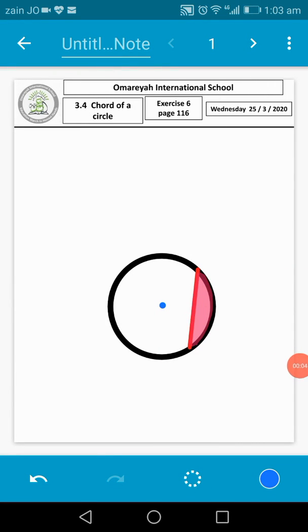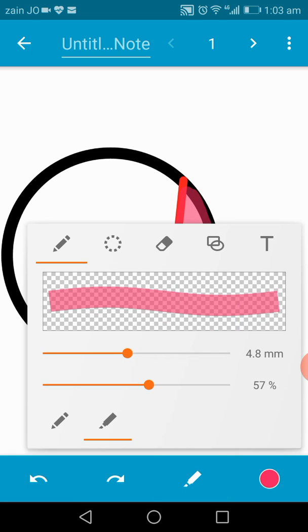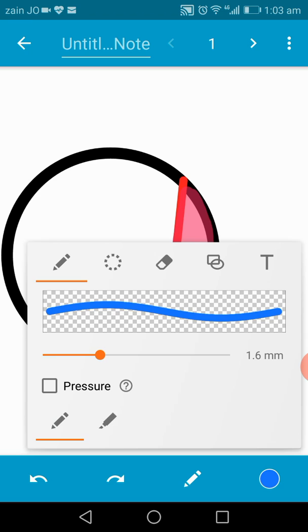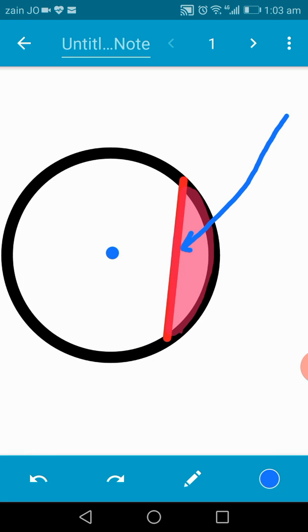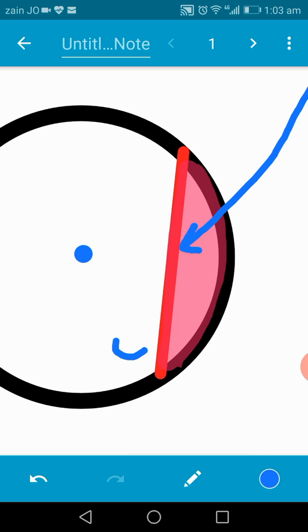Today inshallah we are going to start about chord of a circle. I think you know what it means, the chord. Chord, as we said before, is the line which cuts the circle. This red line is called a chord. So this is a chord.